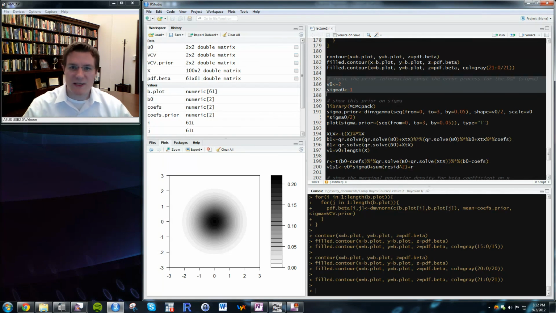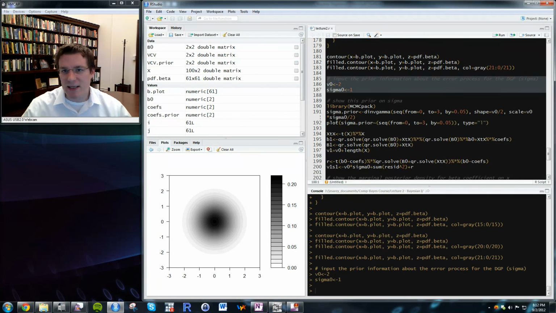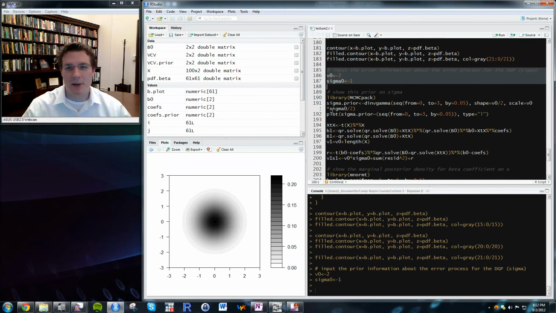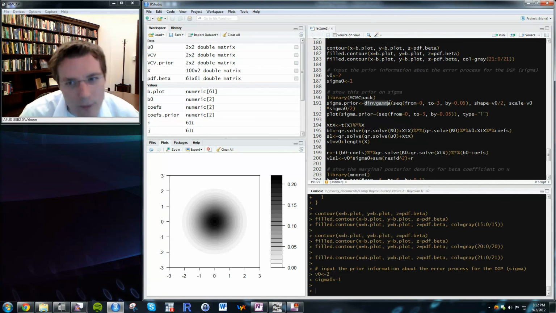Well, I'm going to specify V0 is 2 and sigma 0 is 1. Now, what does that look like? Probably much easier to see this by depicting the inverse gamma distribution. So you can take a look at dinvgamma, which is the density of the inverse gamma distribution. It's available in the MCMCpack package here. And I'm going to plot this from 0 to 3.